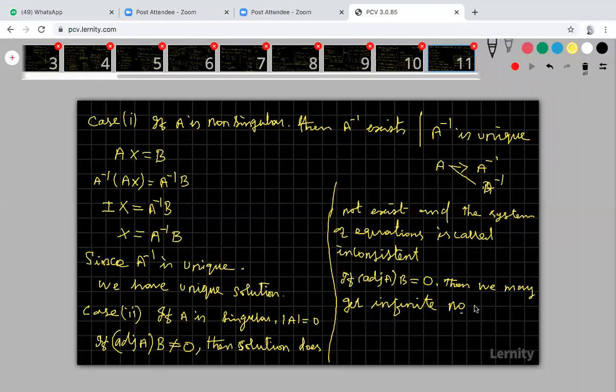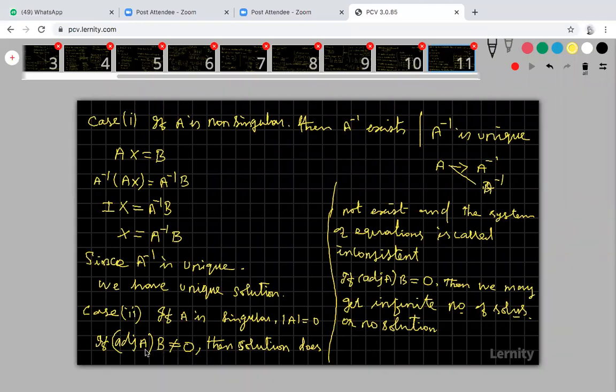We may get infinite number of solutions, or no solution. Please note that if A is non-singular, definitely we will get only one solution, a unique solution. If A is singular, sometimes we may get infinite number of solutions or no solution.